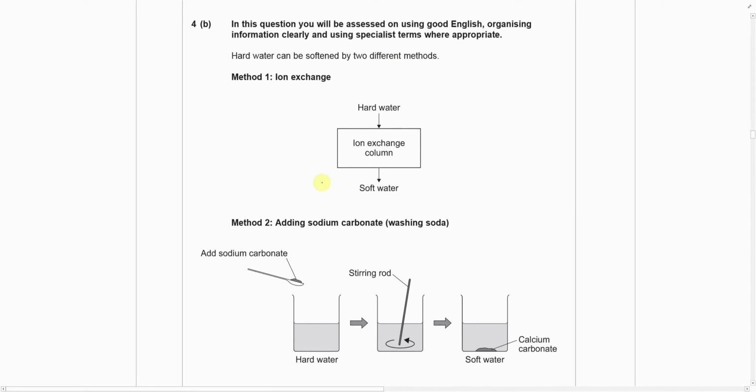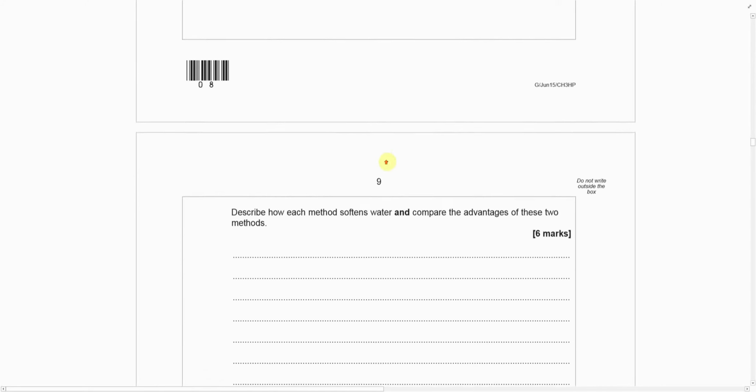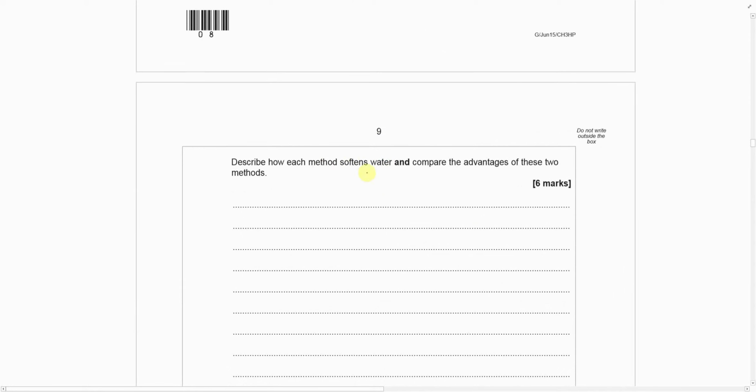4b, in this question, it's a 6-mark question, so you obviously have the extended answer guidelines for that. It says hard water can be softened by 2 different methods. Method 1, ion exchange, and method 2, adding sodium carbonate, washing soda. You've got the 2 methods illustrated there. Describe how each method softens water and compare advantages of these 2 methods.